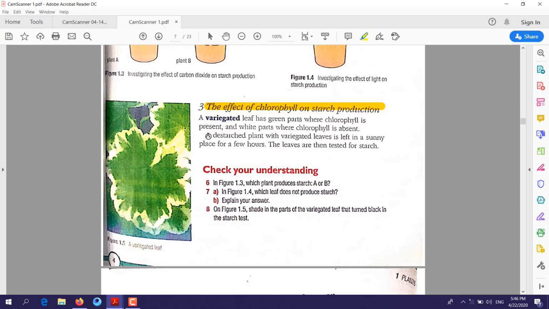Now, a destarched plant with variegated leaves is left in a sunny place for a few hours. The leaves are then tested for starch. If they put this leaf in front of the sun, what will happen? There is sun, there is carbon dioxide, there is water, so the plant will go through photosynthesis. But after a couple of hours, if we test for starch, we can find it only in the green part. Why? Because there is chlorophyll here. But the edge of it will have no starch. Why? Because here there was no chlorophyll. If there is no chlorophyll, the plant will not be able to capture sunlight, and then there will be no photosynthesis.